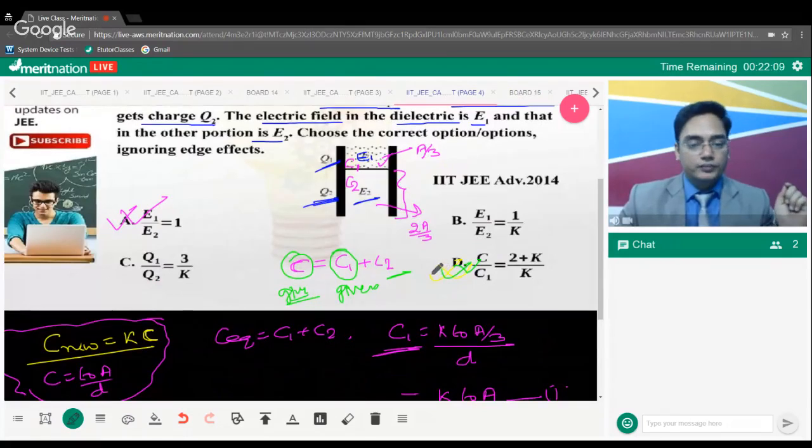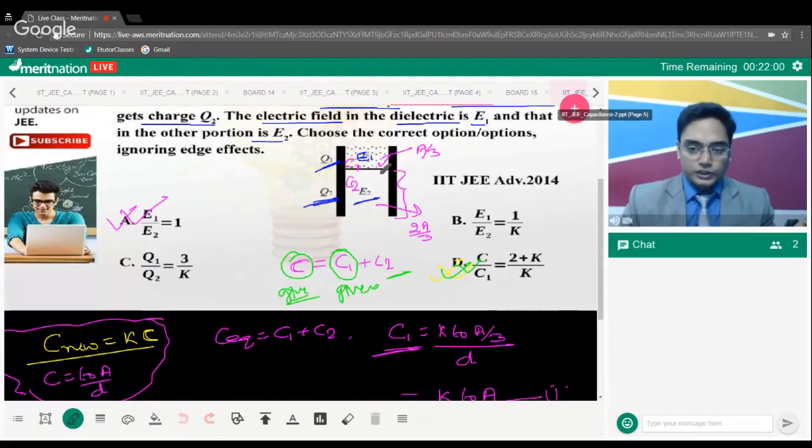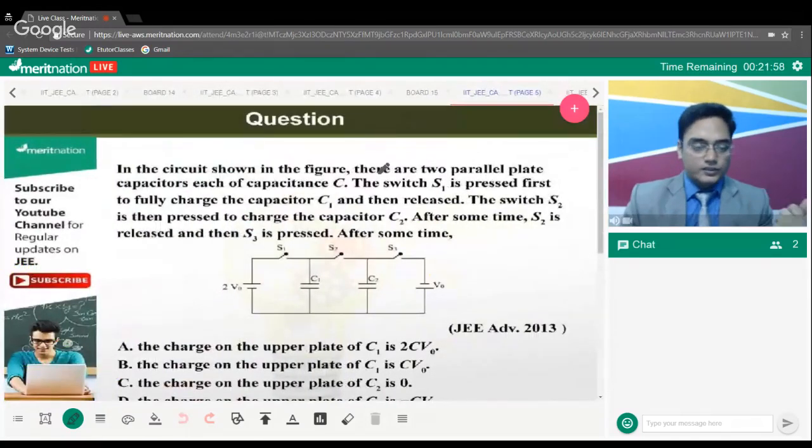Any doubt in this question? Very basic conceptual question, not very hard to solve. Okay, now let's move on to the next question. This is a JEE Advanced 2013 question. We'll try to understand this. Again, a very simple question, with a little bit of conceptual part here.